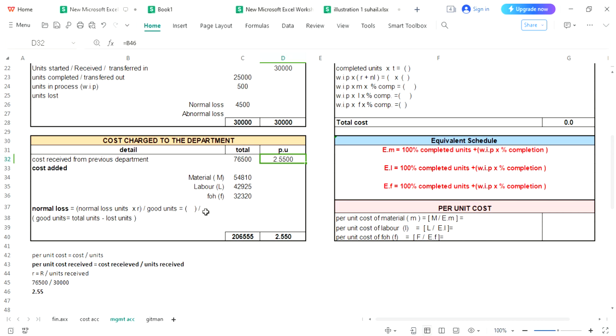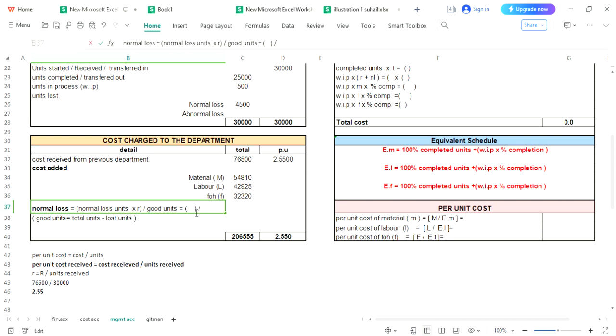Okay, so what would be the next step? We will put the formula statement over here. The very first thing is you need normal loss units. Come over here. You have already mentioned 4,500 units are your normal loss. Put that first. All right, and then you need to multiply. Put the sign of multiply with small r, and here you have calculated small r, which is what? 2.55 is your small r, and then you close your bracket. We have closed it, and then divide. You have put divide, and with which factor will you divide?